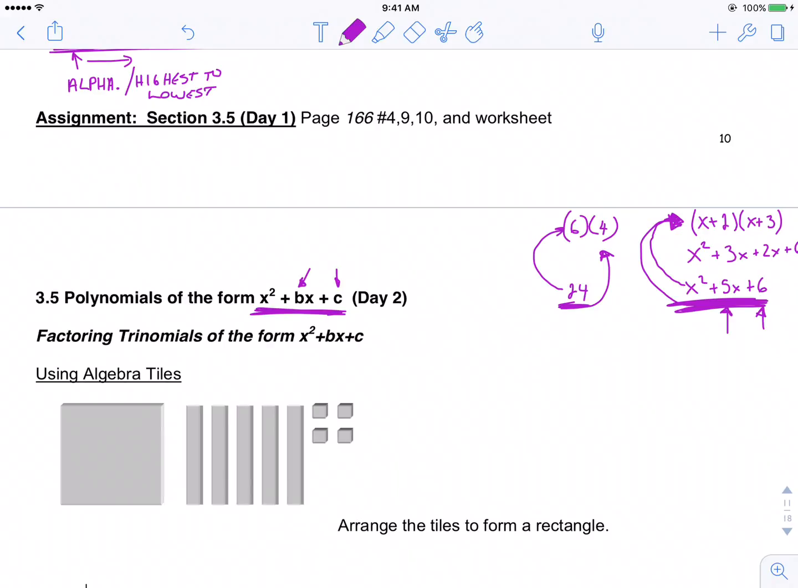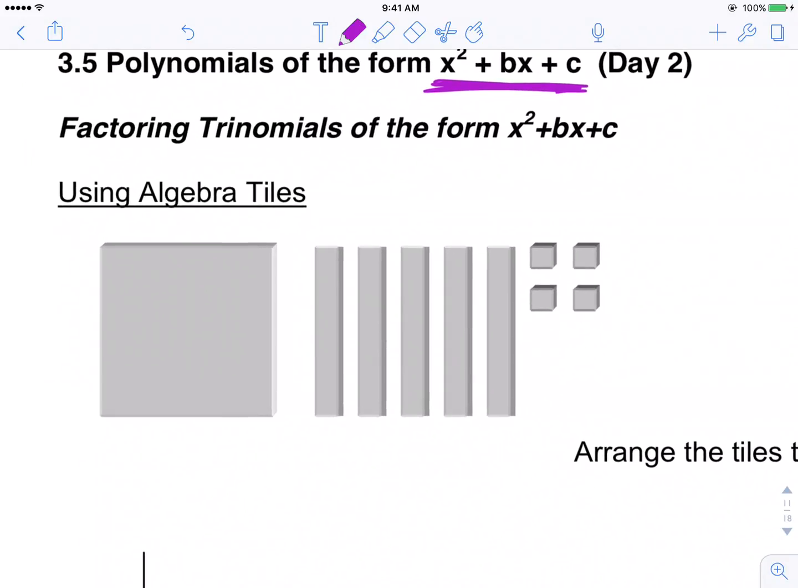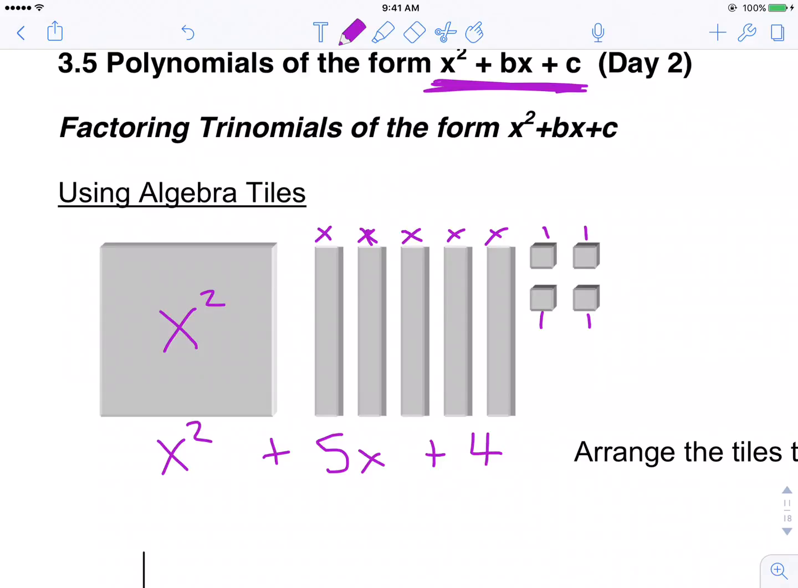Now, if we're using algebra tiles, we find our set of algebra tiles with respect to whatever this polynomial happens to be. And in this case, let's assume that these are all positive tiles. This would be an x squared. This would be an x, and x, and x, and x, and x. And these would all be 1s. So this polynomial would be x squared plus 5x plus 4. So we have our set of algebra tiles.